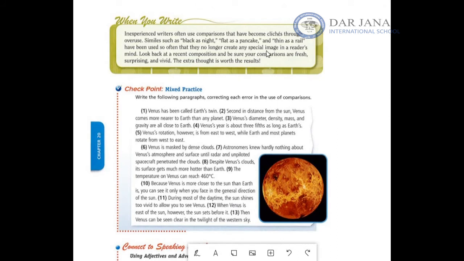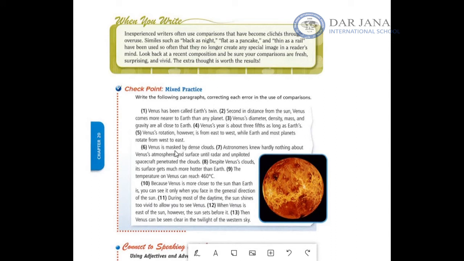Let's move to the last page of our lesson. Here we have a note about the use of comparisons. This note tells us how to use new comparisons and to avoid cliché, like, for example, black as night, flat as a pancake, thin as a rail. When they are no longer used, or they no longer create a special image in a reader's mind, we need to be more creative and to add fresh, surprising, and vivid comparisons that create vivid imagery.